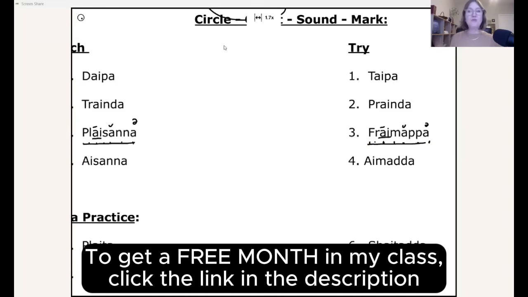Frame-mappa. Now, out of those first 3, how many did you get on your own without me? 1, 2, or 3 of them? How many of the first 3 over here did you get before I came in and told you the answer? This will help me to know how fast to go for the rest of the lesson. Rowan, you're getting so good at this stuff. Well done, everybody.